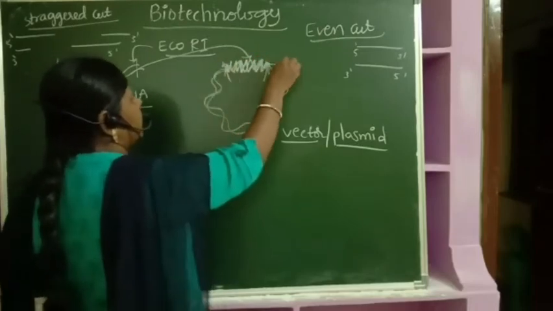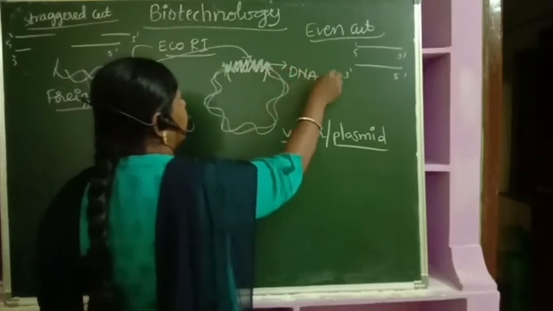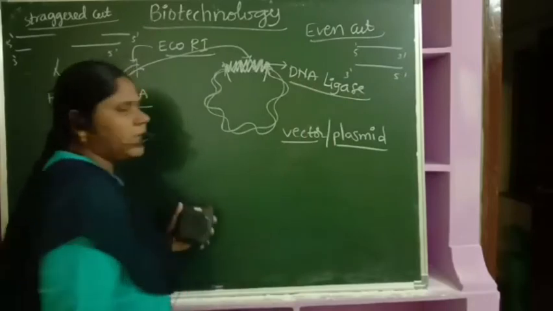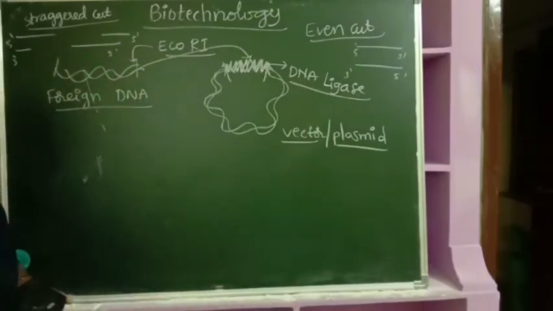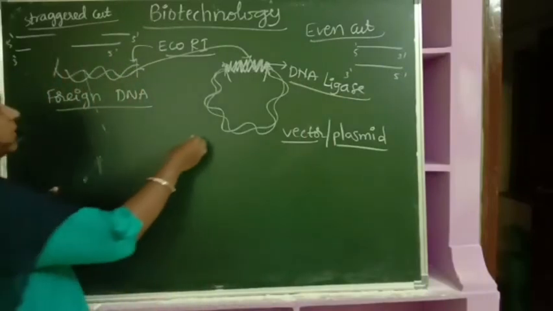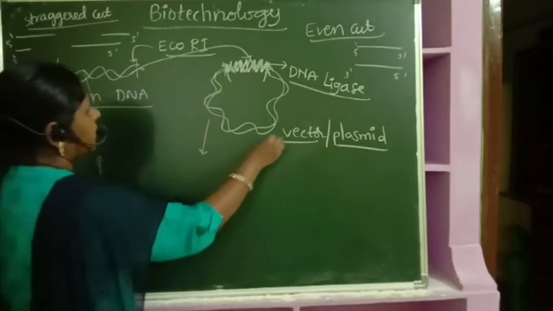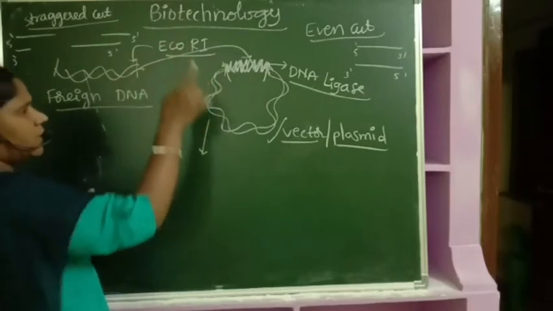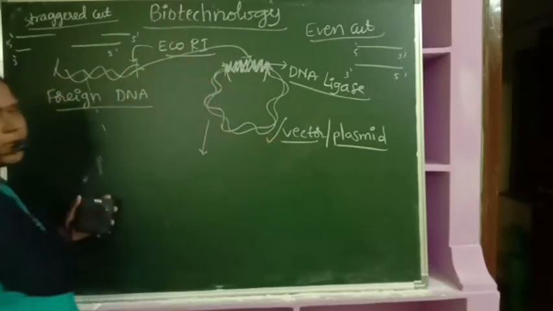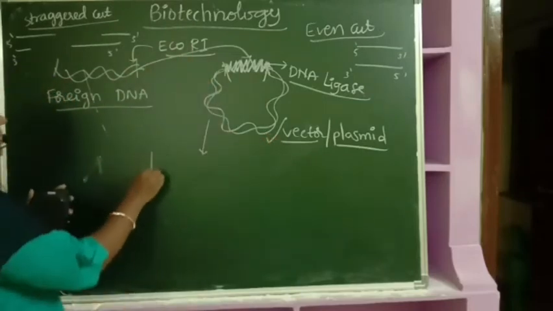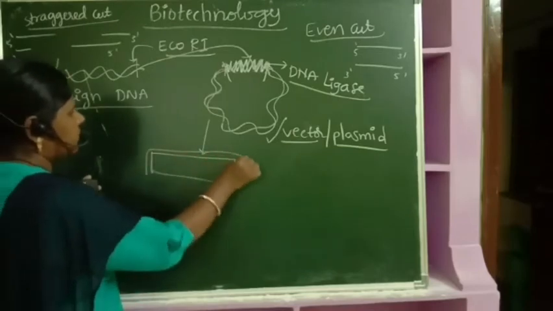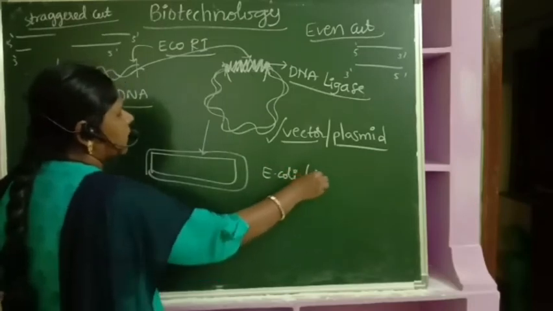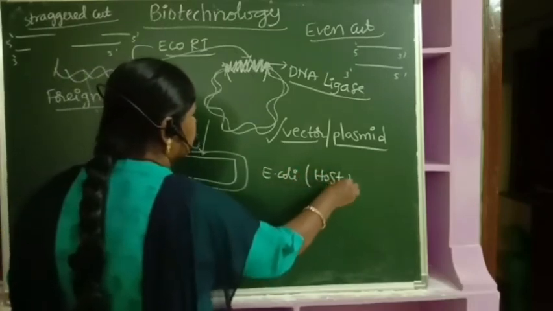Now with the help of an enzyme called DNA ligase, this particular plasmid now acts as a vector, because it is carrying the foreign DNA. Now it's called a vector or carrier. Now this enters into E. coli cells. Now this is an E. coli cell. Let us take the E. coli cell as a host organism.